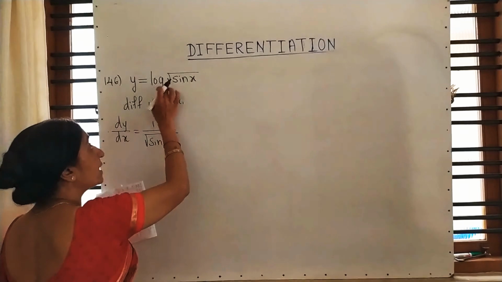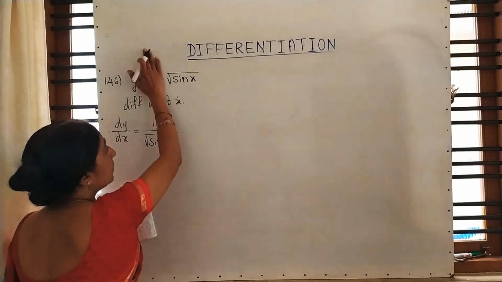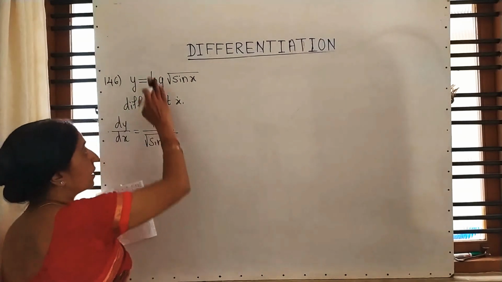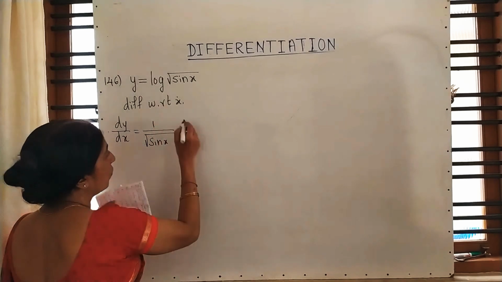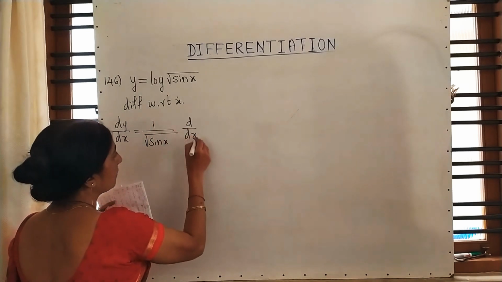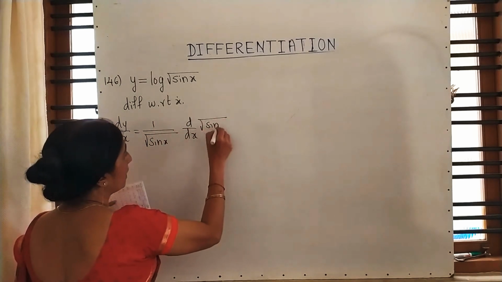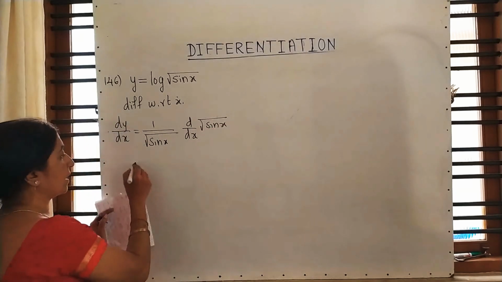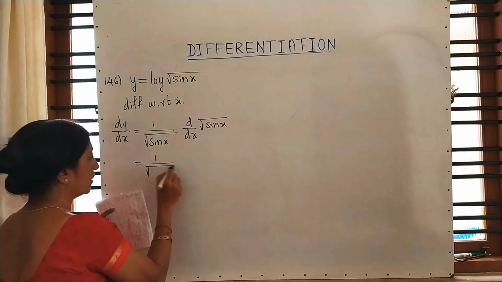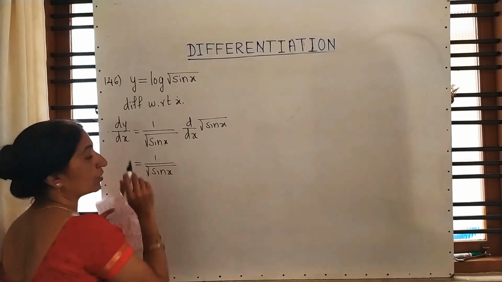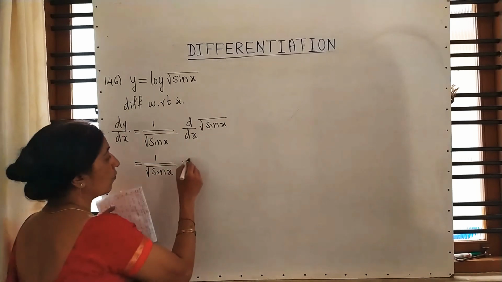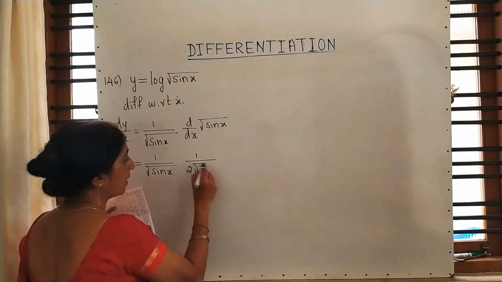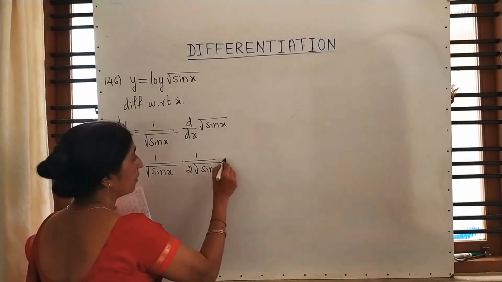Remember, we differentiated log. After completing whatever you differentiated, close that. After differentiation of log, what is remaining? Root sin x is remaining. That means we are differentiating root sin x. Yes, it is in the form of root x. What is the differentiation of root x? 1 by 2 root x. It is 1 by 2 root sin x.